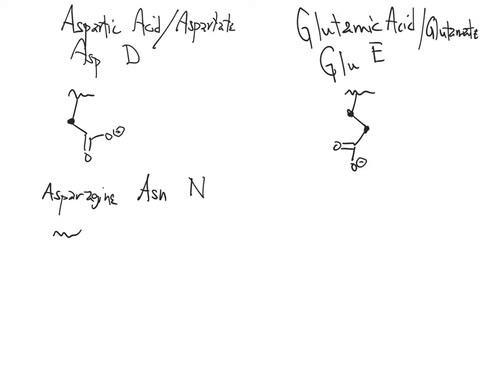There's the backbone. And if you can draw aspartic acid, you can draw asparagine because they're identical, except instead of a carboxylic acid, it's an amide. It's supposed to be 2. It looks funny, but it's 2. NH2. It's just an amide. That's why it's a polar amino acid.